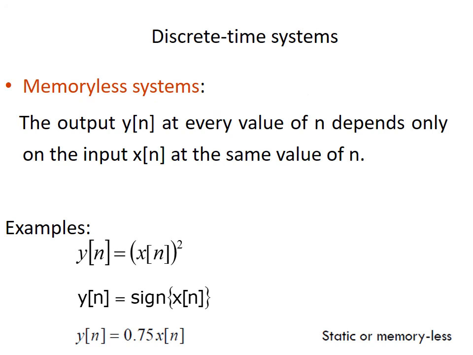Now there are many types of discrete time systems. Actually, we have discussed all these systems in detail in continuous time, so we are going to go through this quickly, just show you the discrete version of those systems.